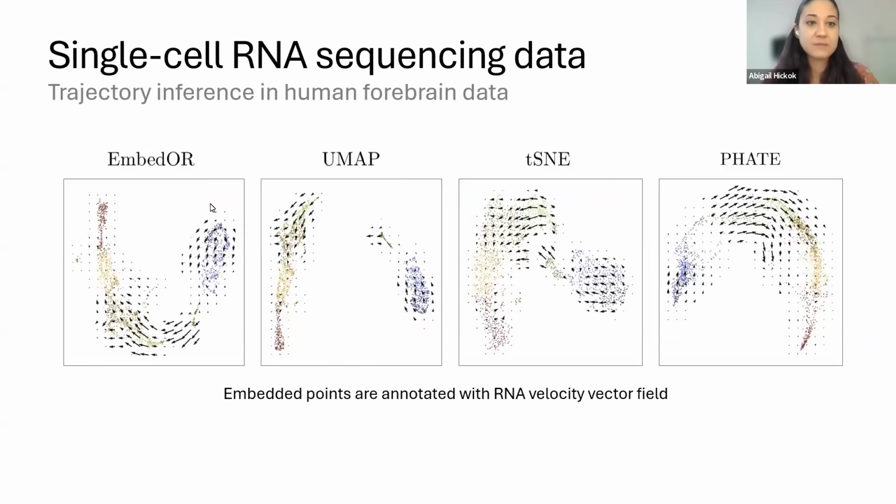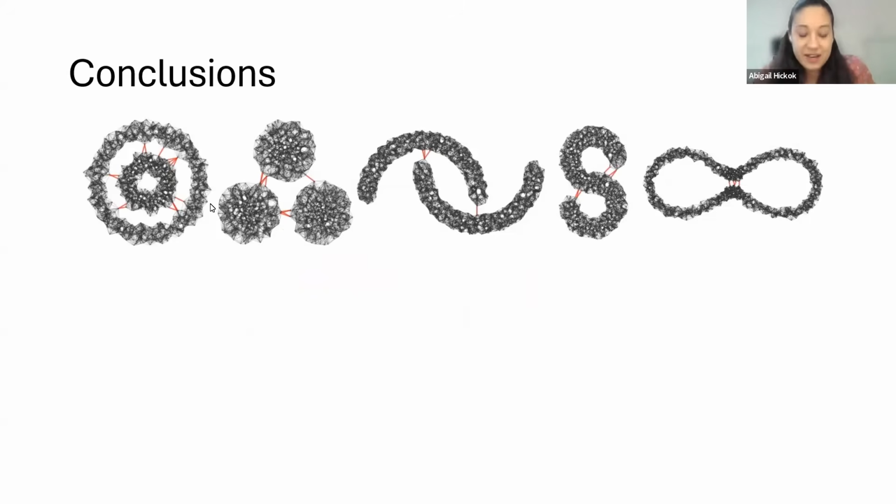Okay, lastly, we have this trajectory inference in a human forebrain data set. So here the embeddings are annotated with an estimated RNA velocity vector field. And here we can see UMAP introduces a lot of fragmentation. So this should be a continuous trajectory. UMAP totally fragments this. TSNE also has some fragmentation. And EmbedOR does a pretty comparable job to FATE on the right here, which is great because FATE is specifically designed for this task, whereas EmbedOR is supposed to be a general purpose visualization algorithm. Okay, so yeah, to conclude here.